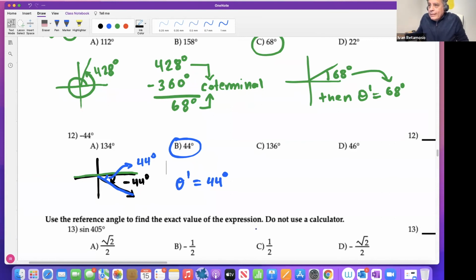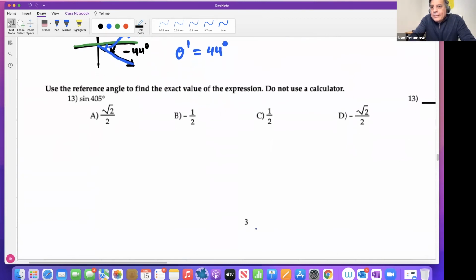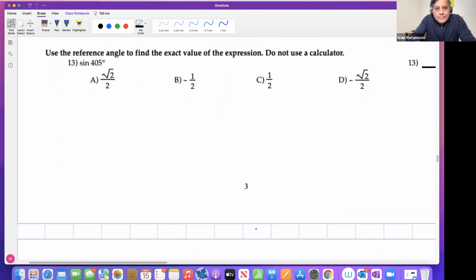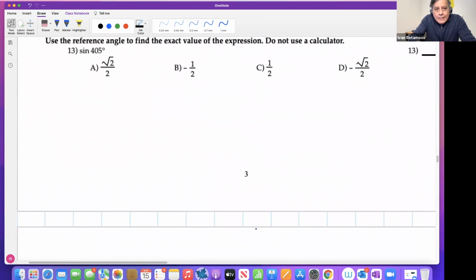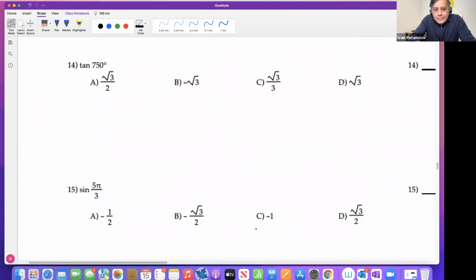12. Very good, very good. Now let me ask you to do this. Let's see if you can do this. Yeah, this one you can do it at home. Reference angles for this.